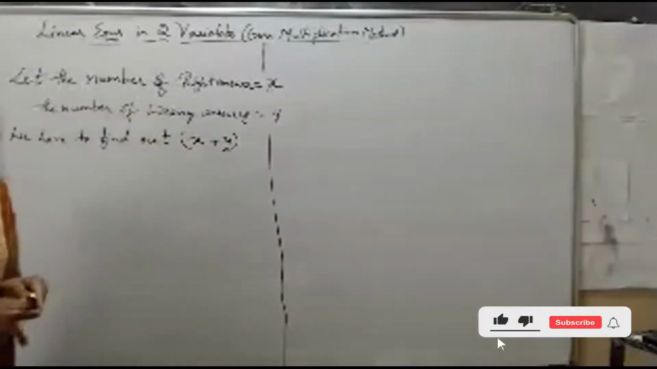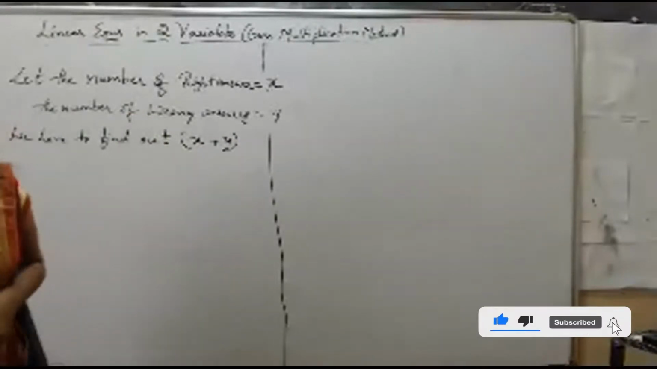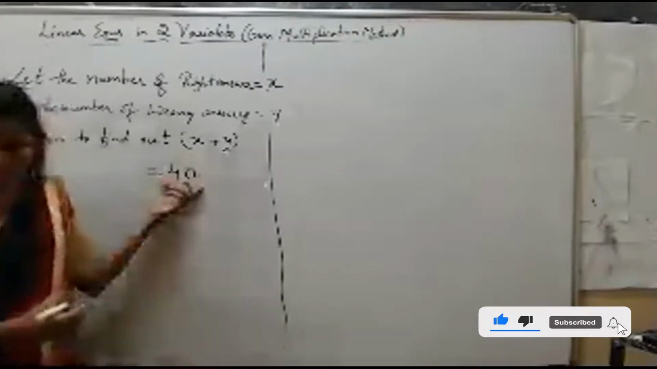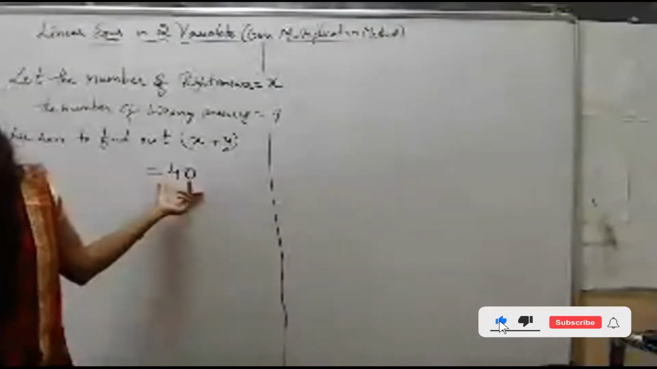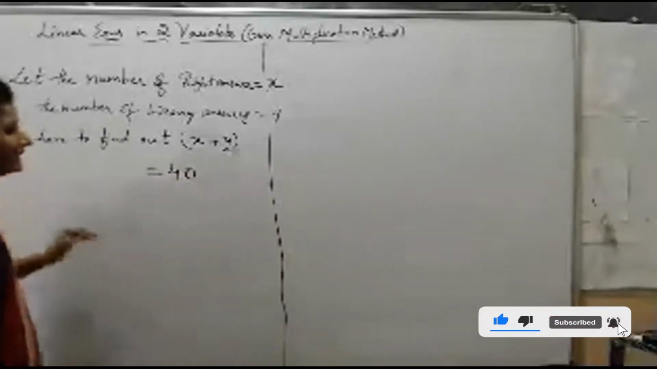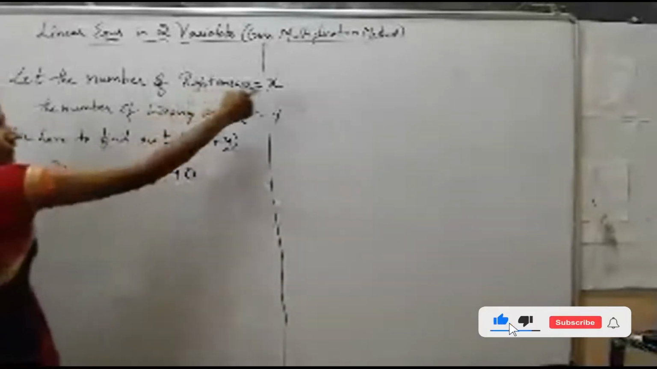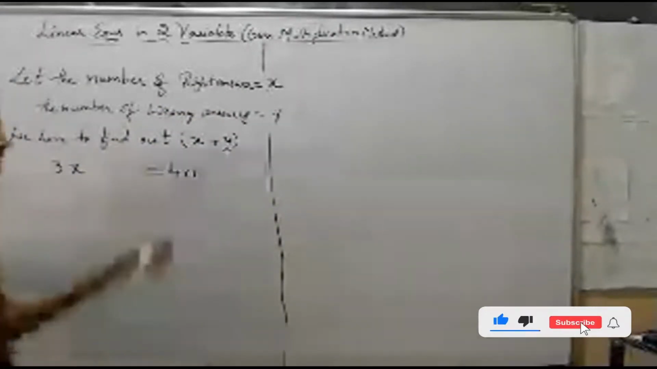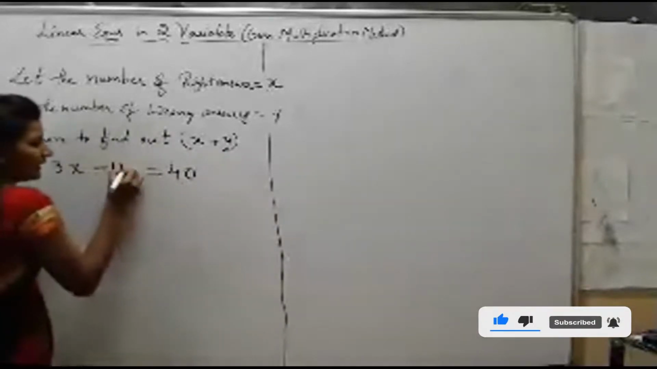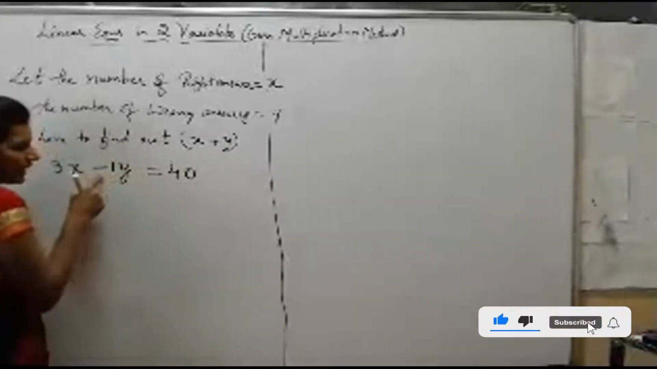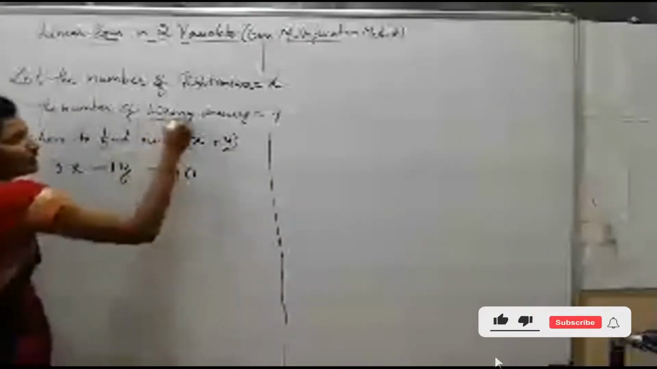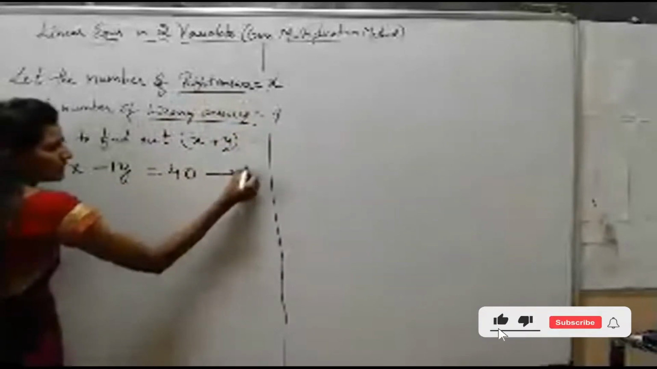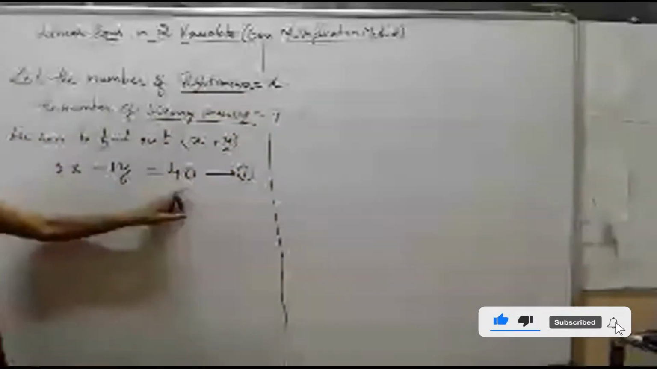Now write two equations by using the given statements. Yash scored 40 marks, getting 3 marks for each right answer, and losing 1 mark for each wrong answer. Losing means you have to take negative. The number of wrong answers is taken as y. Take this equation as 1.